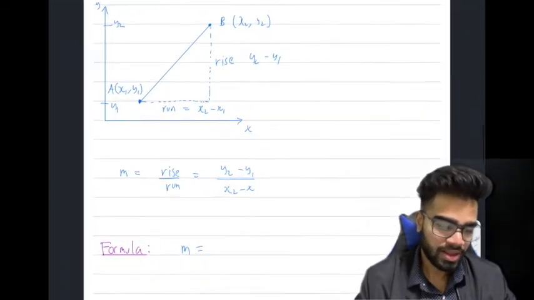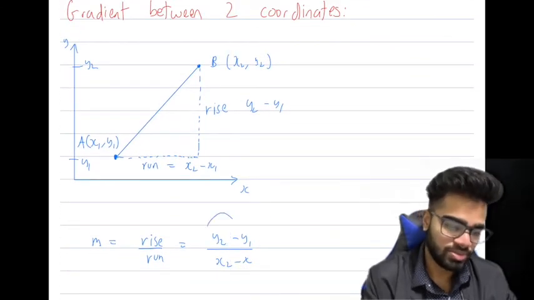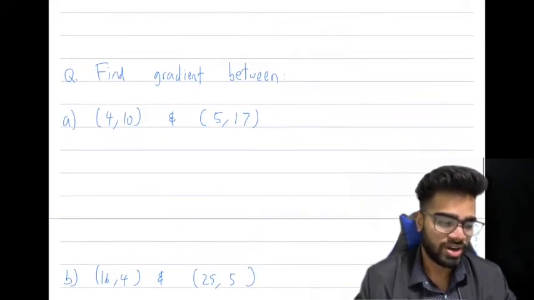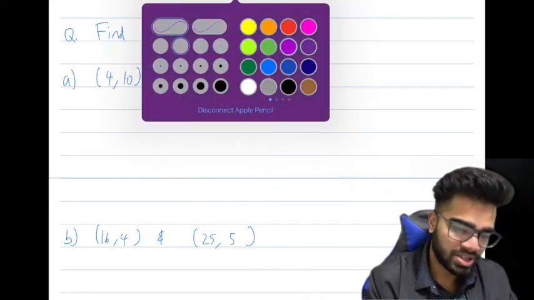All right, so now let's start using our equation, y2 minus y1 and x2 minus x1. Let's use that equation to do a question. Find the gradient between, part A, (4, 10) and (5, 17). Again, you can label if you want.